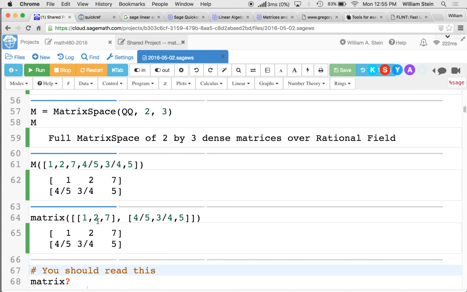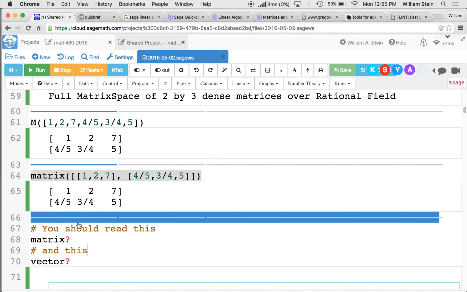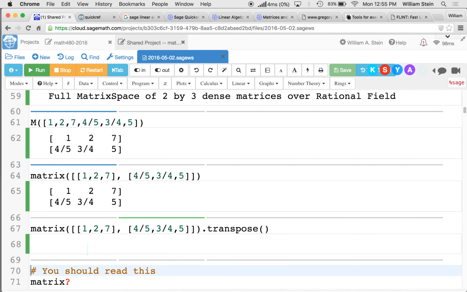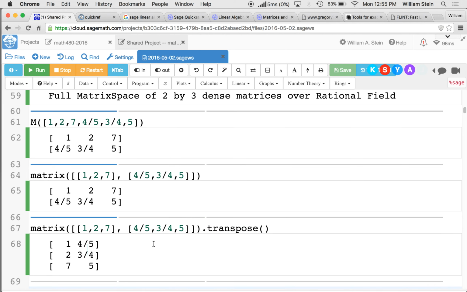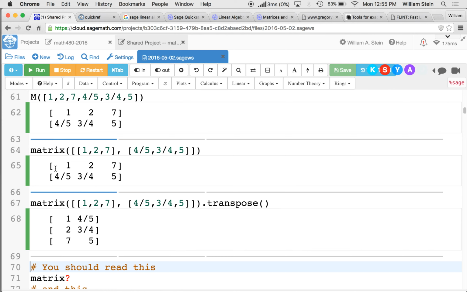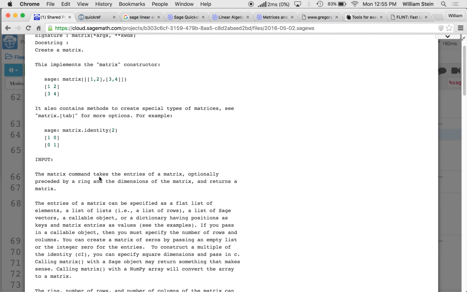Yes? Is there a way to have it separated as the columns? Actually, no, but you can do dot transpose. Oh. So you can do that. But I think there isn't, I might be wrong. When I wrote it, there was definitely no option to the matrix command that would interpret them as columns. But it's possible there is. I don't think so, though.